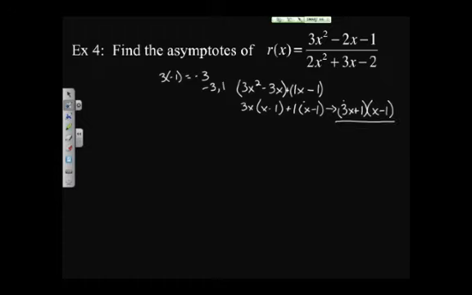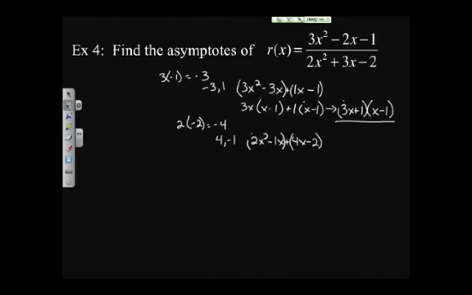On the bottom, actually I guess we didn't even need to factor the top, but on the bottom we have 2 times negative 2, which gives us negative 4. We want factors of negative 4 that add up to be 3, so that's going to be 4 and negative 1. So we do the same thing. 2x squared minus 1x plus 4x minus 2. We group them.